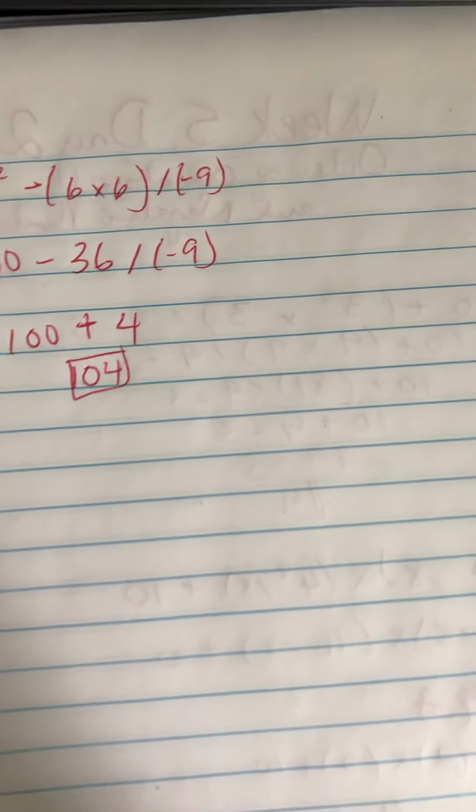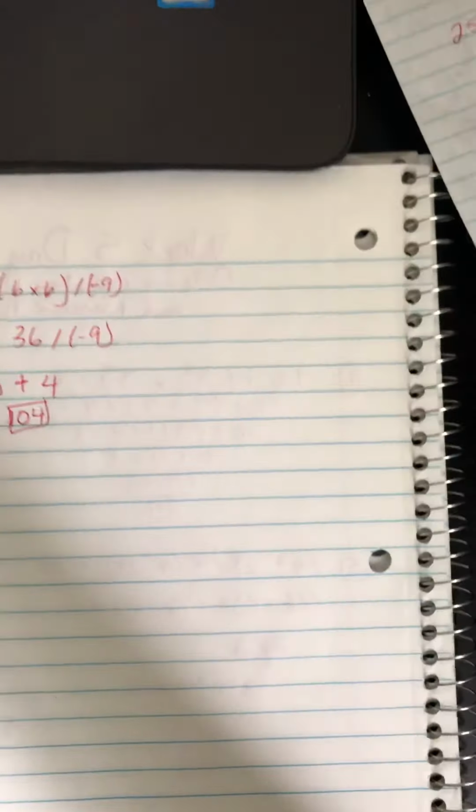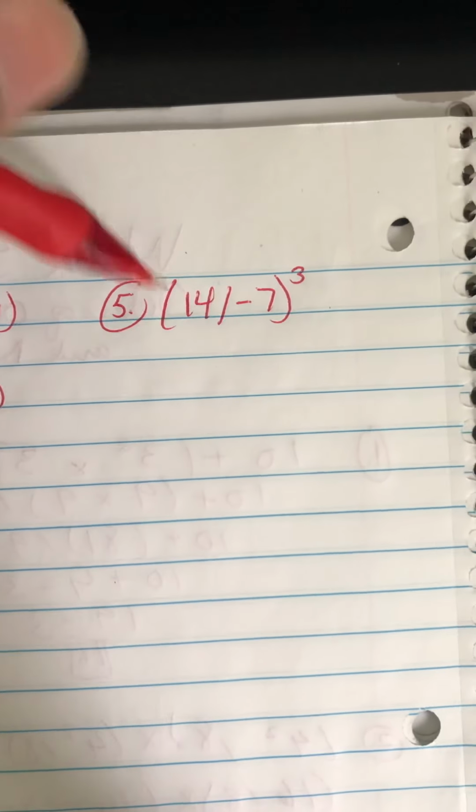All right, number 5. Looks like this is the last one before we get into the other section. So let's go ahead and do this one over here, number 5. And it says, in parentheses, we have 14 divided by negative 7 raised to the third power. Ooh, raised to the third power, right? So we see that this is raised to the third power. So we have to do this first and then raise it to the third power, okay?